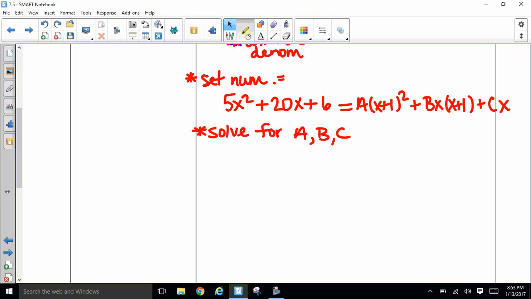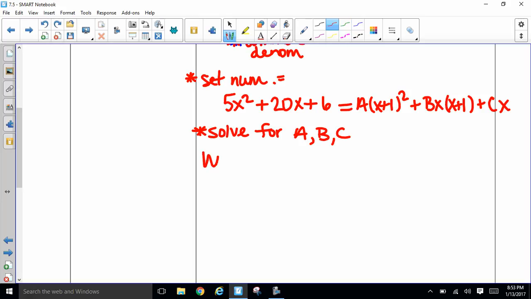One way would be to take a look at this, FOIL it all, distribute it all, get it all cleaned up, and then compare the x squared term on this side with the x squared term on this side. Compare the x term and the x term and find your coefficients that way. That usually is not the fastest in a setup like this one.